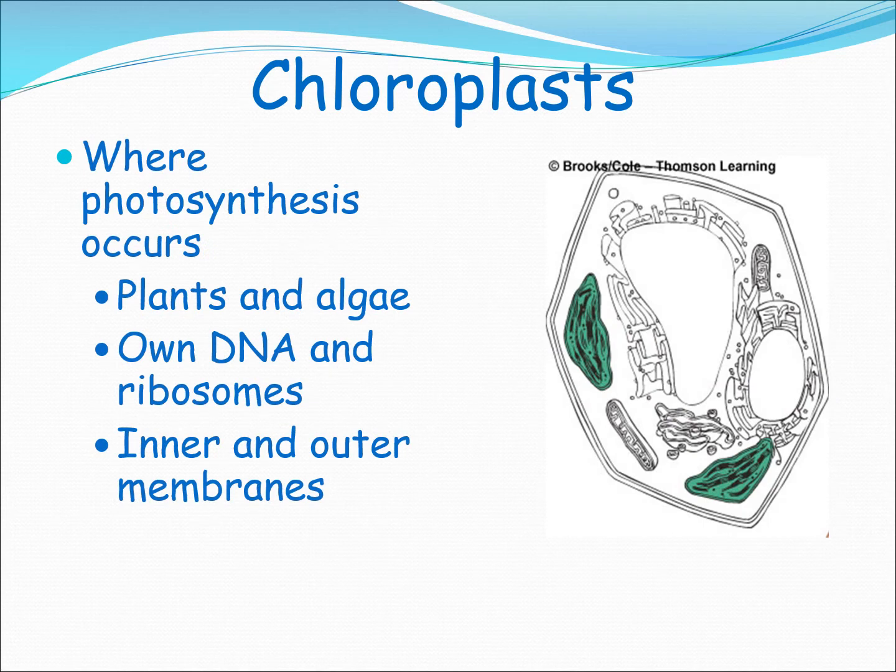Any organism that can capture the sun's energy and convert it to glucose is able to perform photosynthesis. This process occurs in chloroplasts, which are the green structures in the image. Similar to mitochondria, chloroplasts also have a double membrane as well as their own DNA and ribosomes.